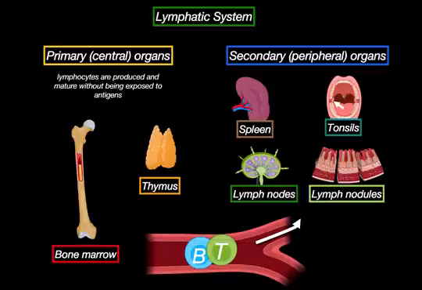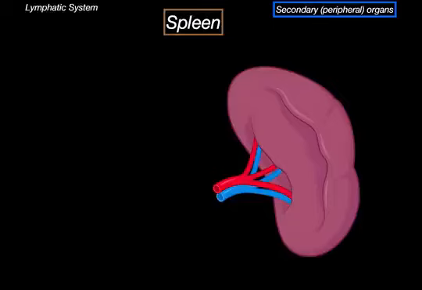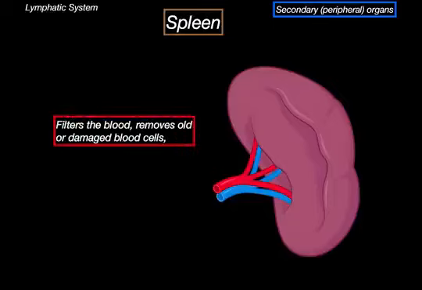Let's go through the main secondary lymphoid organs one by one, starting with the spleen. The spleen is the largest secondary lymphoid organ. Its main job is to filter the blood, not the lymph. So unlike lymph nodes, which monitor lymph, the spleen monitors the blood directly.